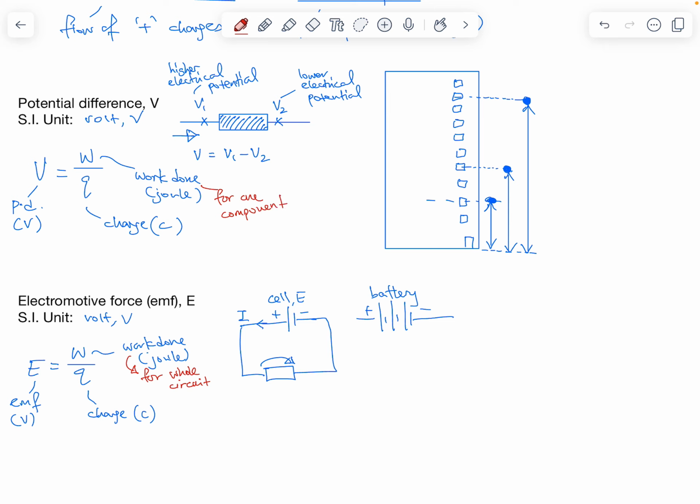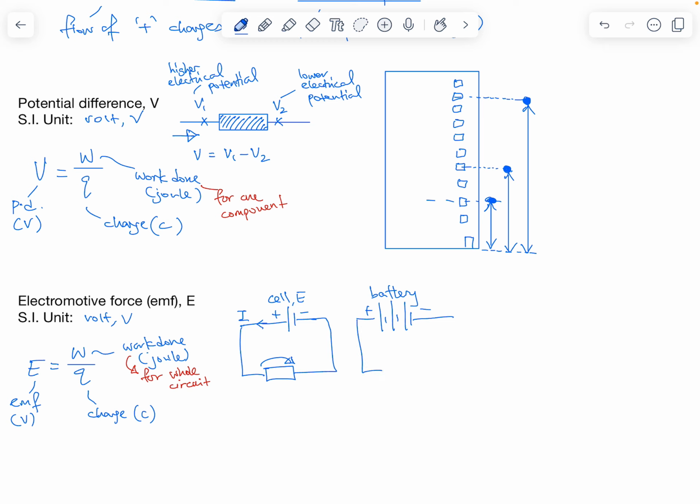So that's the difference. Both the PD and the EMF are work done per unit charge. But for PD, it is the work done per unit charge to bring the unit charge across one component. EMF is the work done per unit charge to bring that unit charge across the entire circuit. So if the entire circuit consists of only one electrical component, then the value of the EMF would be the same as the PD across that one component. Okay, so this is for EMF.